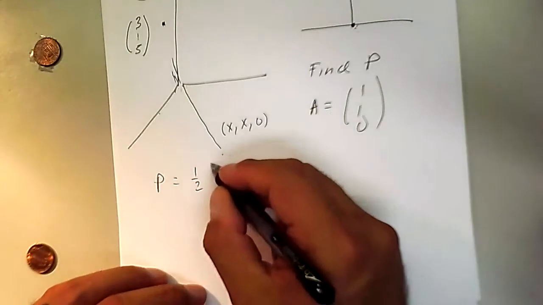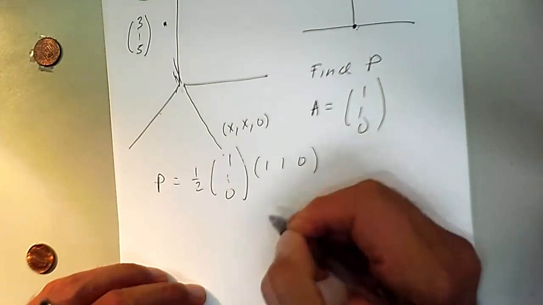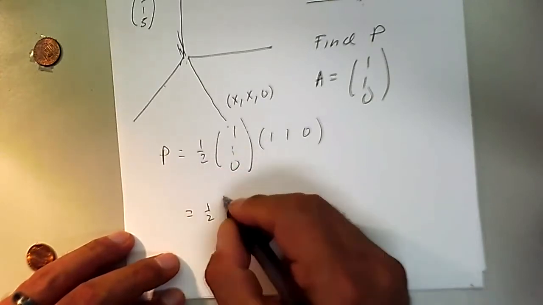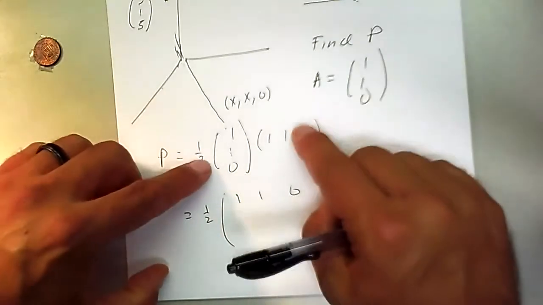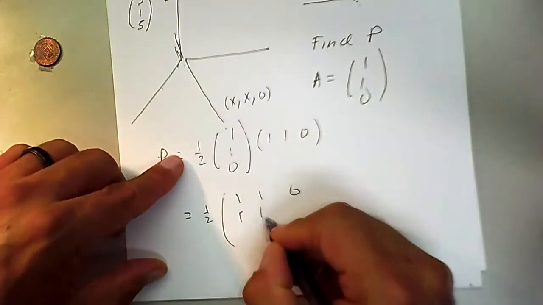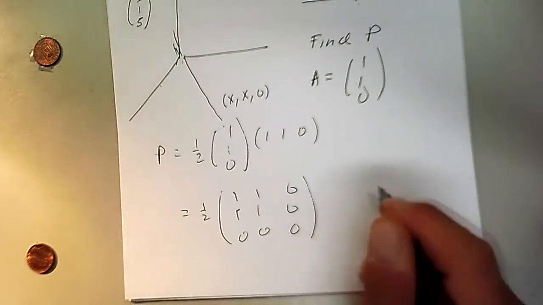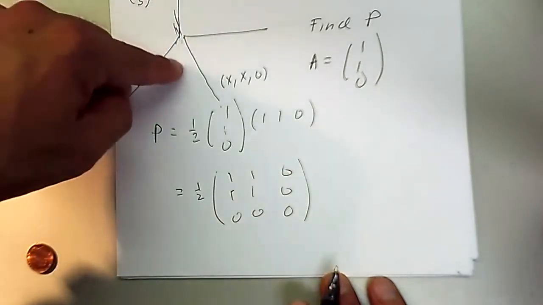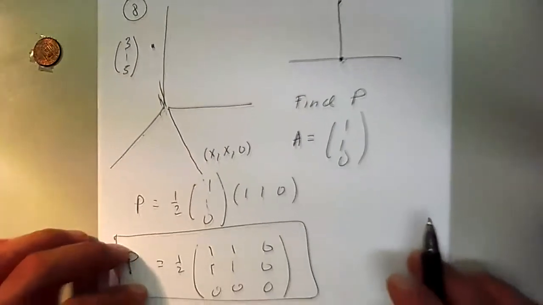So the last thing we have to do to figure out P is, keep the 1/2. We're going to multiply A with the transpose. So we're going to multiply 1, 1, 0 with its transpose, 1, 1, 0. And that's going to give us a 3 by 3 matrix multiplied with 1/2. So that's 1, 1, 0, again 1, 1, 0, and then 0, 0, 0. So there's our projection matrix. Man, that is fast. So if we want to project any point onto here, the projection matrix is there. That's it. We're done finding the projection matrix.